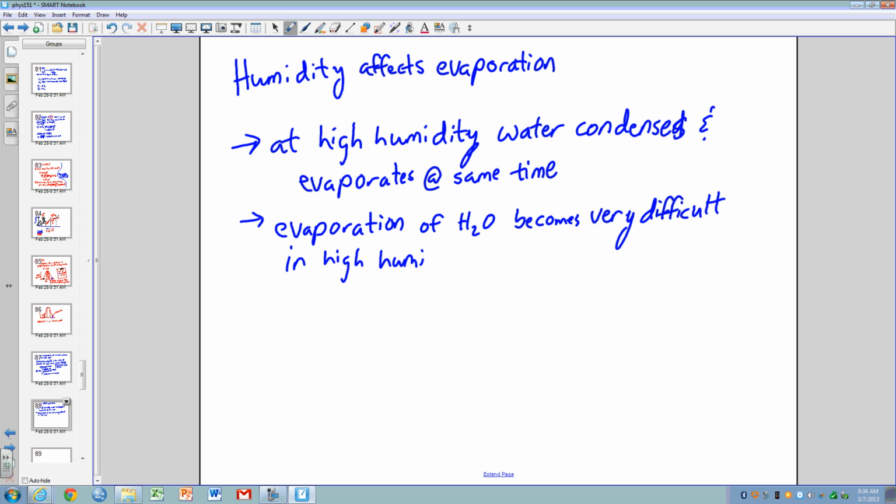I like to think of it, and it's not far from the truth, but there's already a lot of water in the air, and so the water that's on your body or the water that's in a container can't go away because the atmosphere is already almost saturated. So evaporation becomes very difficult when you have this high relative humidity. All right, so that gets us to cooling of the body.